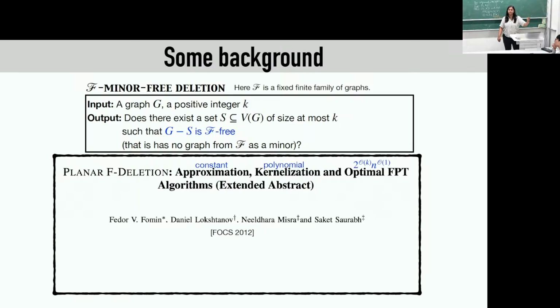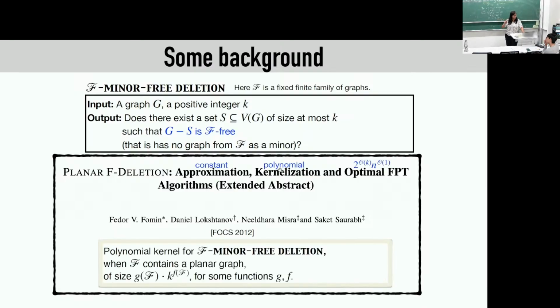So the optimization version of the problem, where you ask for a set of vertices of minimum cardinality which hit all F minors, admits a constant factor approximation. For our purposes, we will mostly focus on the second part, where they also show that the problem admits a polynomial kernel, but in a slightly special case. So with respect to kernelization, their main result was this. They showed that F-minor-free deletion admits a polynomial kernel whenever the family F contains some planar graph.